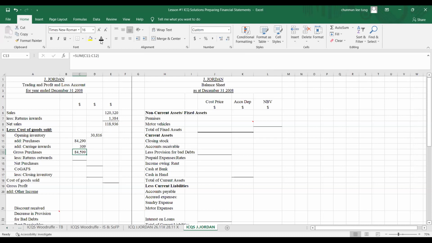Right after we get our gross purchases, we know we have to less our return outwards. We less return outwards, and we will get net purchases of 83,789. Were you all able to get that figure?